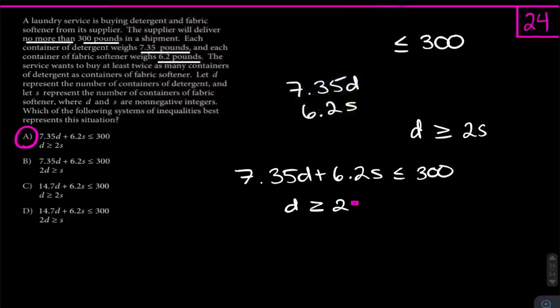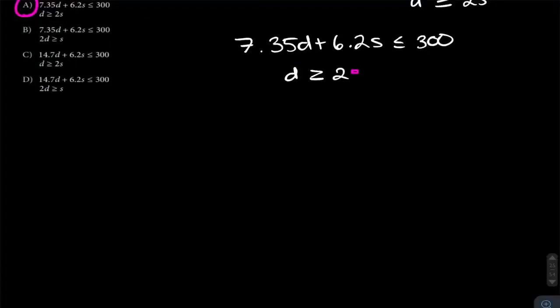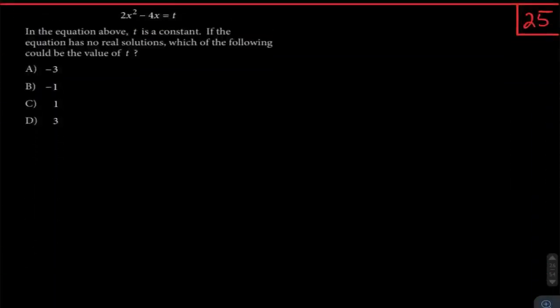All right, awesome. Looks like we're moving on to problem 25. Problem 25 says, in the equation above, T is a constant. If the equation has no real solutions, which of the following could be the value of T?